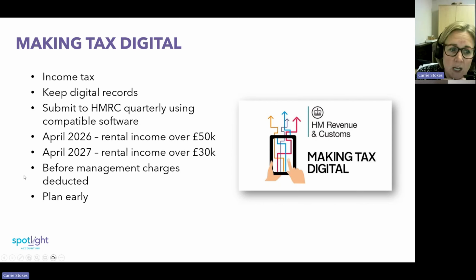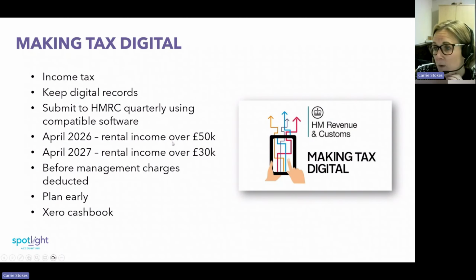The point with before management charges are deducted is that it is on your rental income. So if you've got a letting agent that manages your property, and say, for example, the rent is £625 a month, but they deduct £100 management charges, you need to make sure that your £50,000 is the actual rent you receive. So you've got to add back any management charges when working out whether you fall under Making Tax Digital or not.